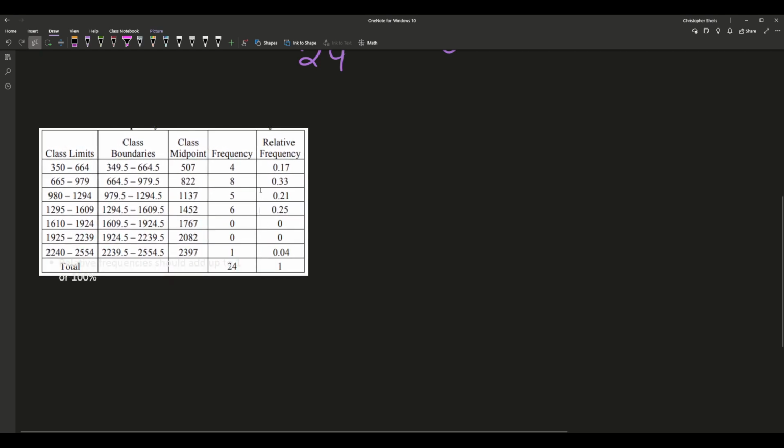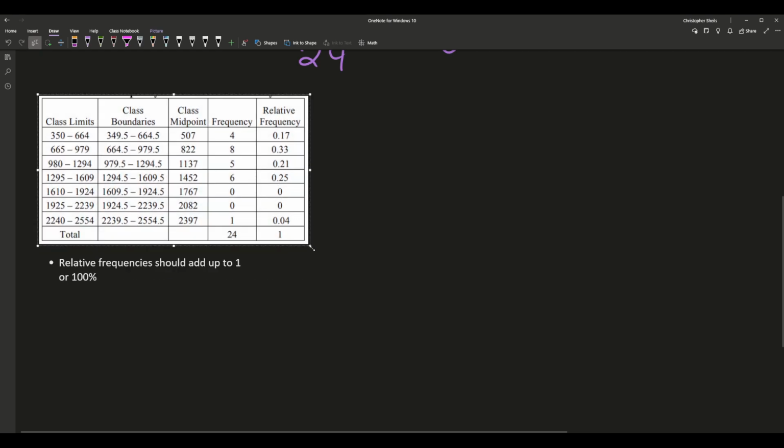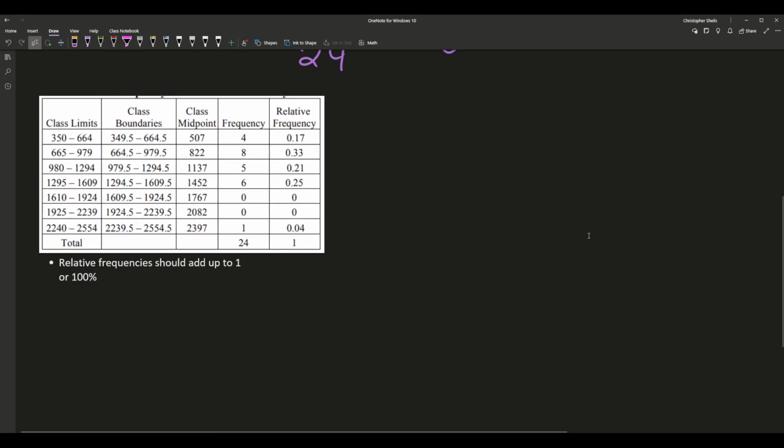Notice that the total here should add up to 1. Or if you write these as percentages, they should add up to 100%. Although they could be a little bit off if you did some rounding. The numbers could be a little bit off due to rounding errors.